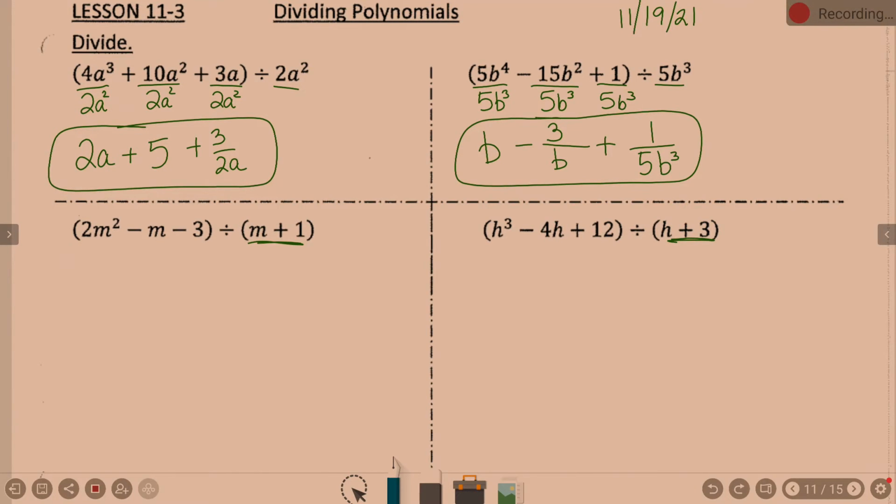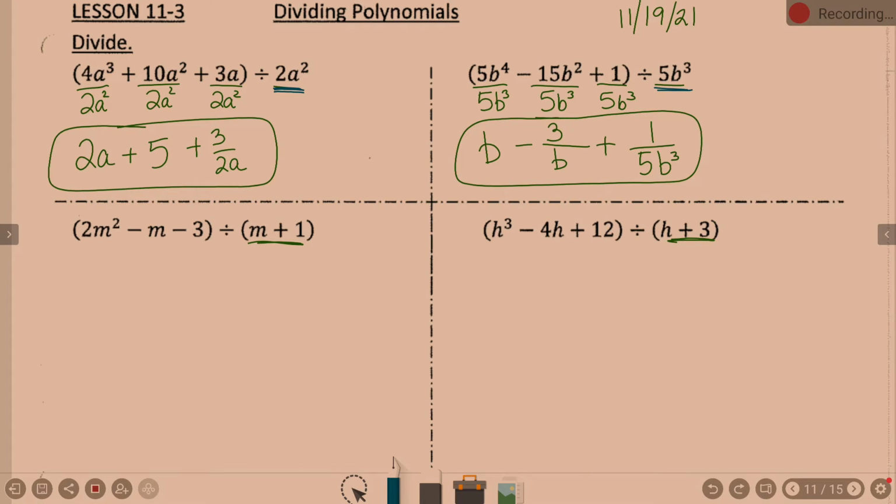So on Friday, we started a little bit into lesson 11.3, and we did our top two examples. The reason we did just the top two examples was because they were just dividing by a single term. When we're just dividing by a single term, we practiced on Friday that we could just take each of those terms and put it underneath. Like 2a squared divided into each of those three terms, 5b cubed divided into each of those three terms, and then we just did our simplifying.